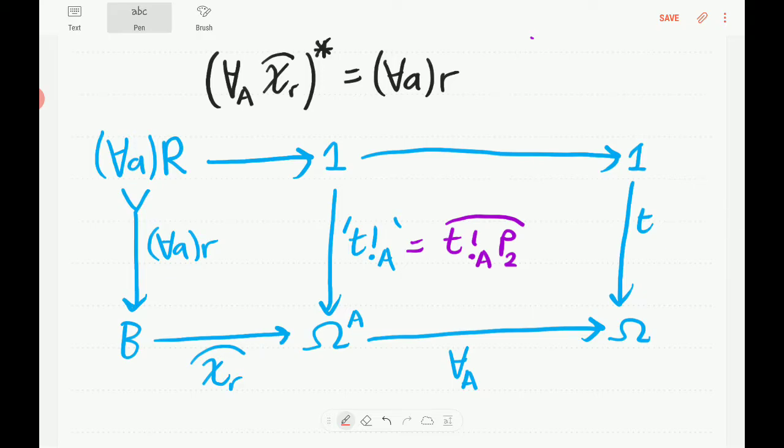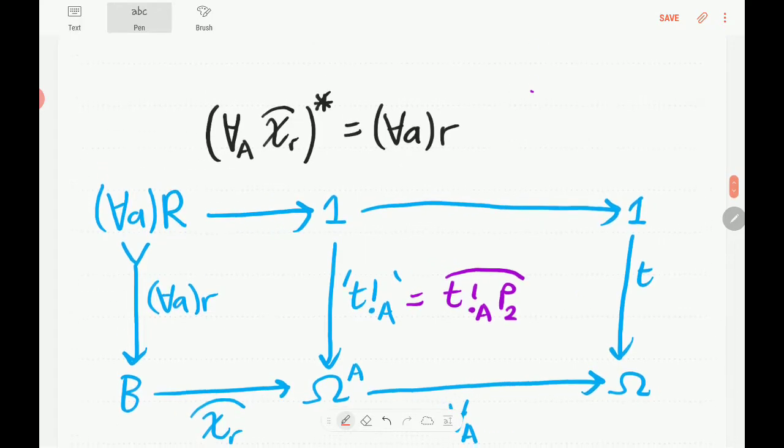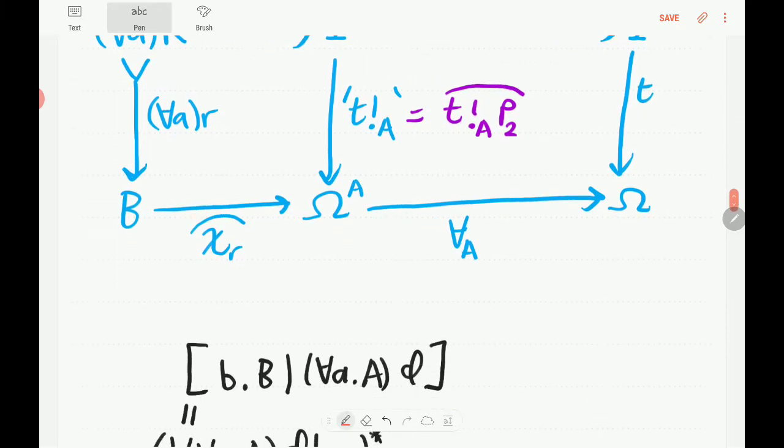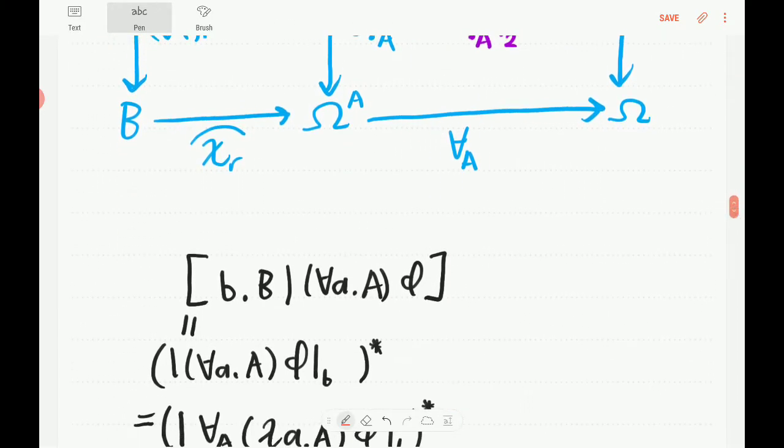And so you can see if we pull back true along for all capital A, we get the name of true after exclamation mark A. And then if we pull this back along the transpose of chi of R, we get this thing, for all little a R, that we're interested in. Why are we interested in this? Well, it crops up quite a lot in the Mitchell-Bénabou language.